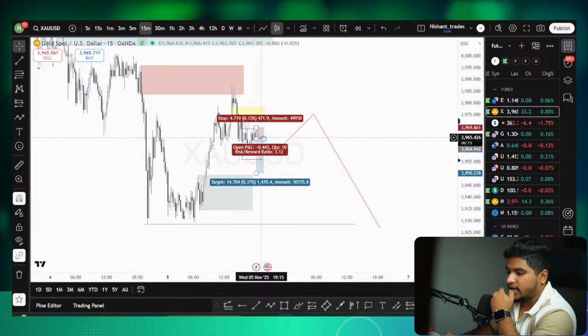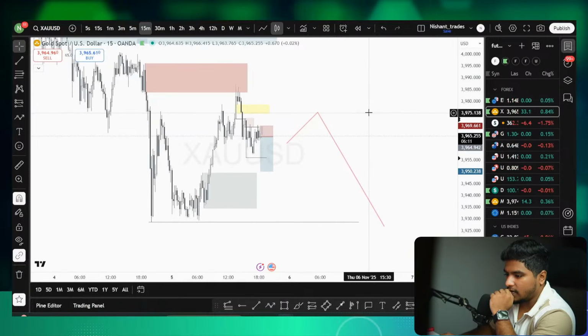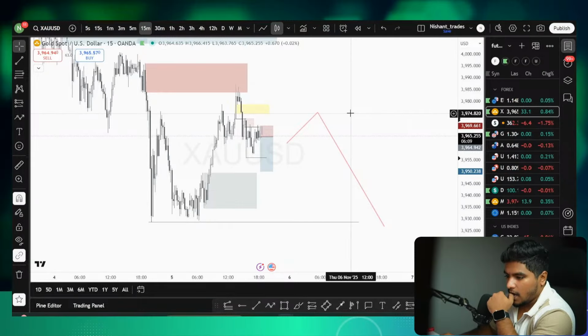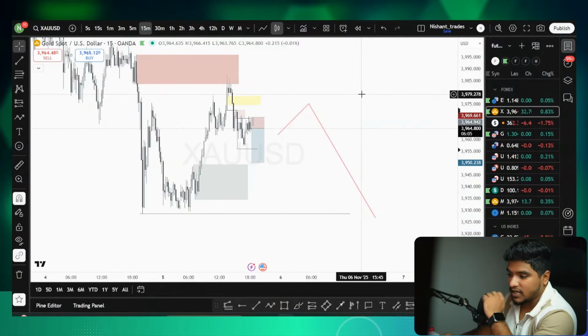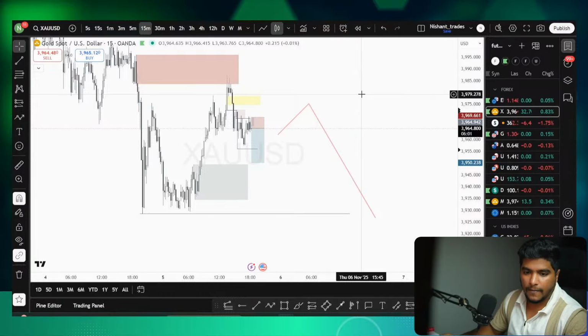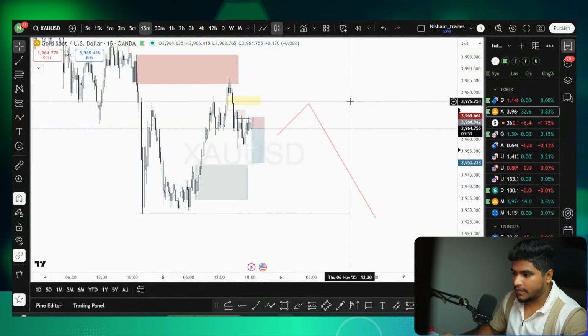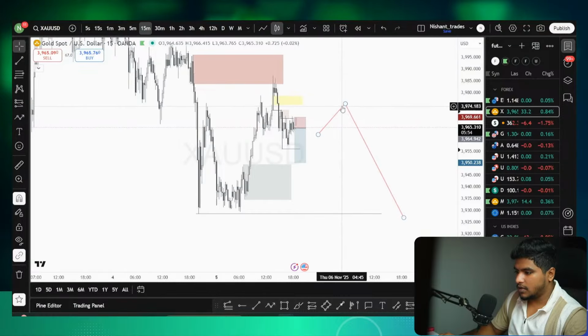I have given it enough room, so I don't really worry about it. It's logical as well, so it's perfectly fine. I'll just get rid of it.